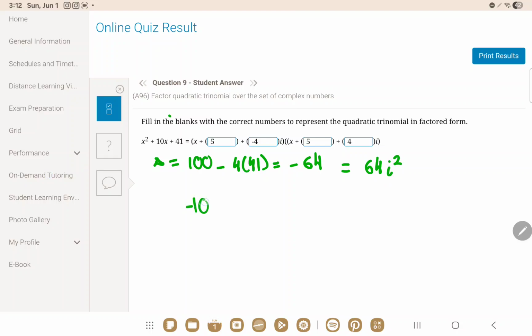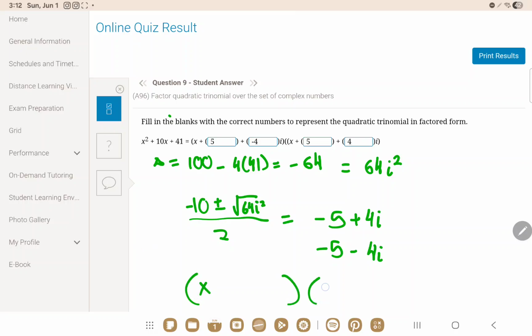Again, we're going to put it in our quadratic formula, negative 10 plus minus the radical of 64i squared all over 2, which is going to give us negative 5 plus 4i, negative 5 minus 4i. You're going to say, okay, but they want x and whatever. How do you get these? Now, look, whenever you want to represent it in factored form, you're going to write two brackets starting with x, because it's x squared, right? Now, you're going to try to oppose everything in this. If this is negative 5, you're going to write plus 5. If this is plus 4i, you're going to write negative 4i.